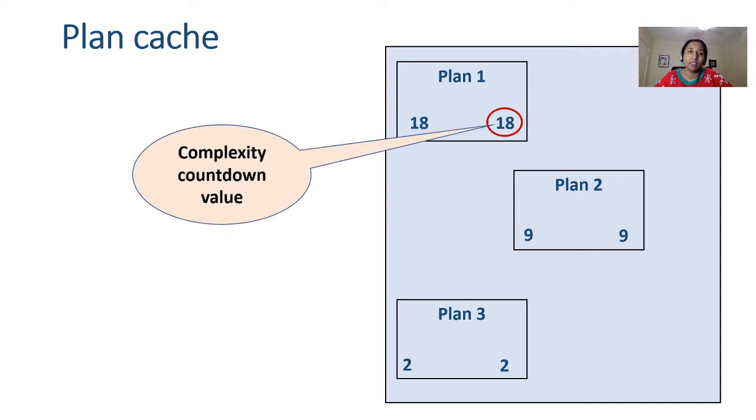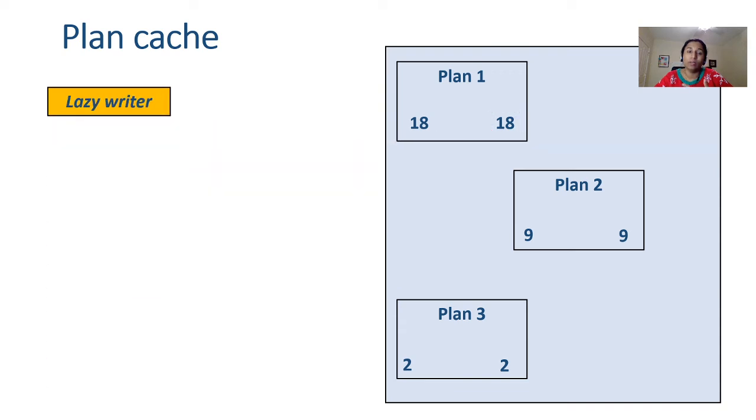Now what happens is the lazy writer will be kicked in every minute by SQL Server automatically. Whenever it gets kicked in, it will go ahead and check if there are any least recently used execution plans. Now in our example, none of them will be used. So what the lazy writer does is it will go ahead and decrement the complexity countdown value by 1 on each object that it sees doesn't get used. So in our example, none of them will be used.